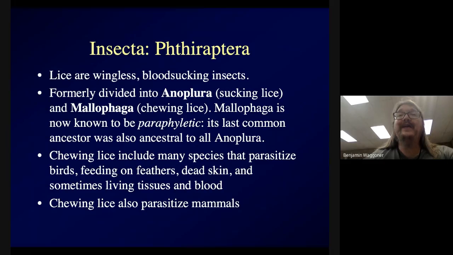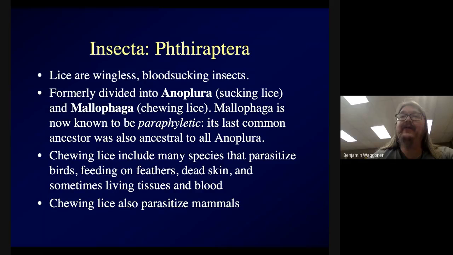And we used to divide these into the Anoplura, which is the sucking lice. These are the ones that sometimes parasitize humans. And Mallophaga, which is Greek for the wool eaters. Mallophaga are chewing lice. We now know, however, that the Mallophaga is paraphyletic. The last common ancestor of all Mallophaga was also ancestral to the Anoplura, so we no longer divide the Phthiraptera up in this way.